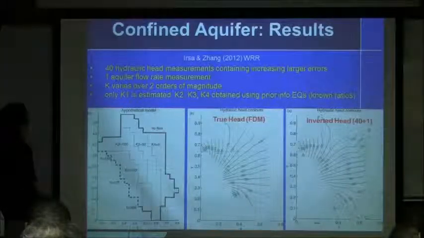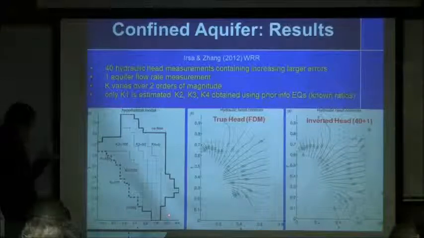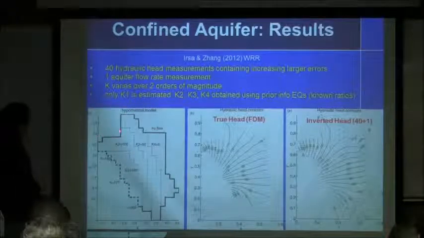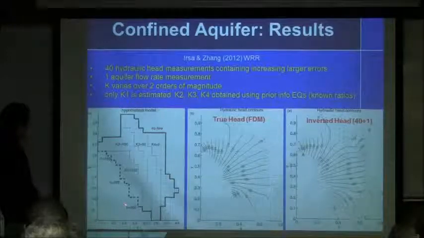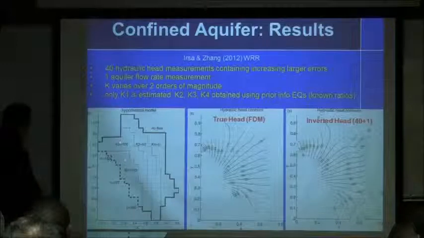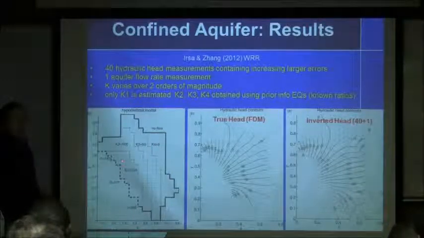Here are some results from our first paper. For example, this is a true 2D XY model, a hypothetical model. We have a no-flow boundary condition. Here are some higher hydraulic heads and lower hydraulic heads. Given there are 4 different conductivity zones, K1, K2, K3, K4, different zones have different K.